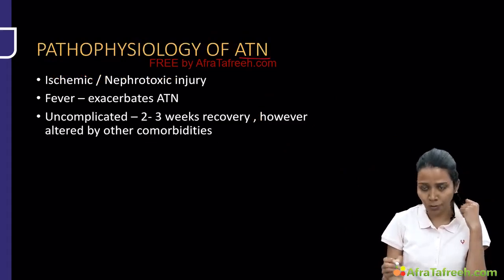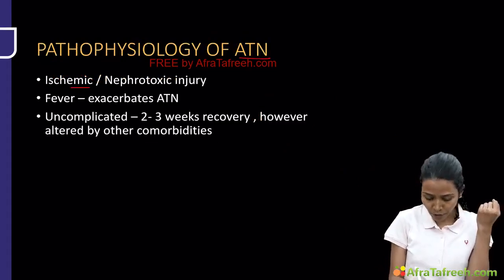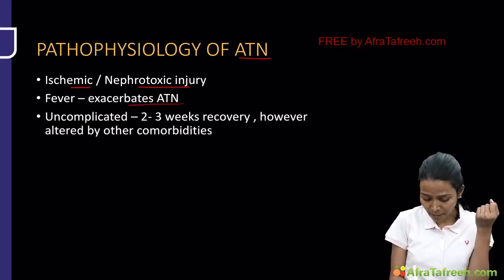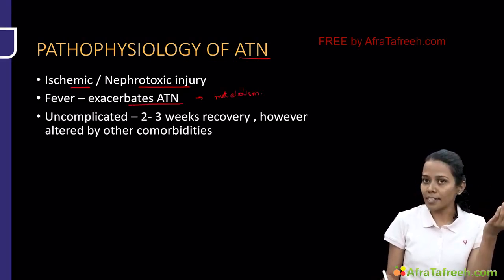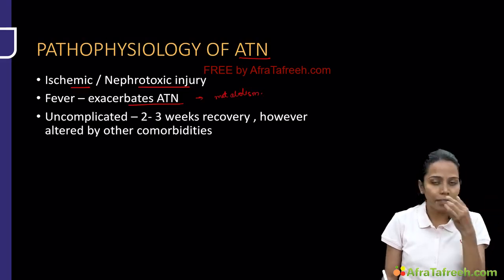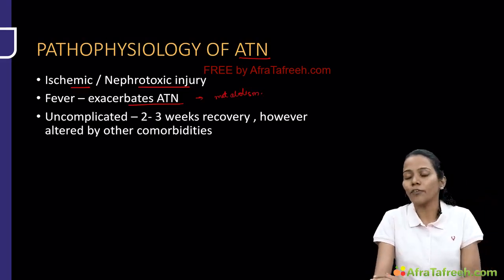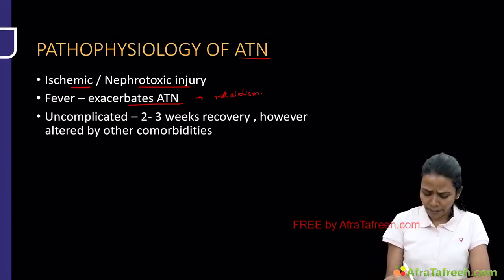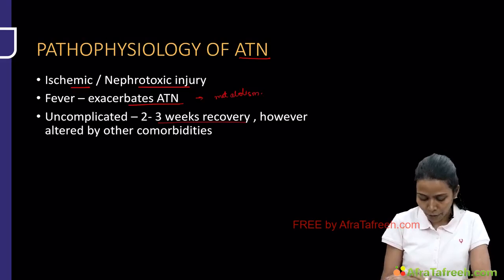Pathophysiology of acute tubular necrosis. It can happen because of ischemic injury or nephrotoxic injury. And when there is fever, it exacerbates ATN because metabolism increases. And if metabolism increases, all the channels are being used. If all the channels are being used, then more energy is required for the tubules, and this itself can lead to their death. So if it's uncomplicated ATN, generally recovery happens between 2 to 3 weeks.